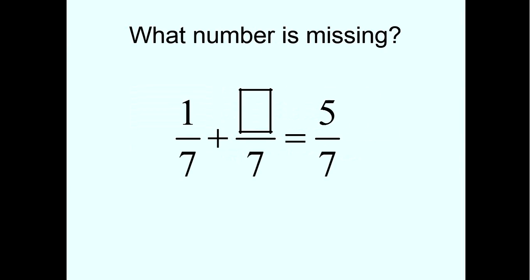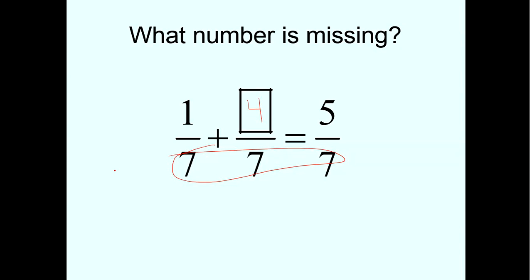So, I have a question for you. What number is missing? You're probably saying 4, right? You're probably like, Marsh, it's 4, of course, because 1 plus 4 equals 5. But do you notice, you didn't even look at the 7s? Because in our mind, we said, oh, those are all the same. That's what we're going to want to get to today.